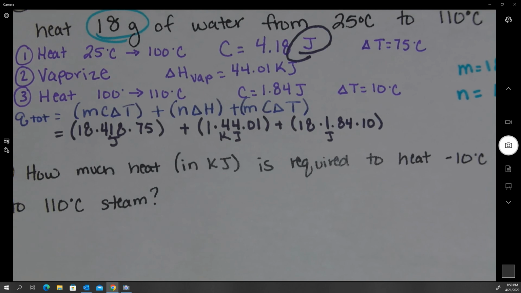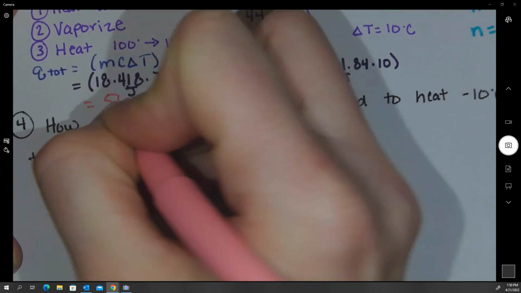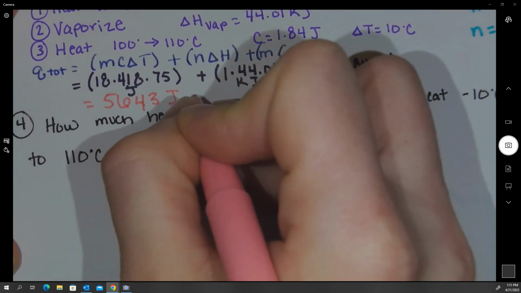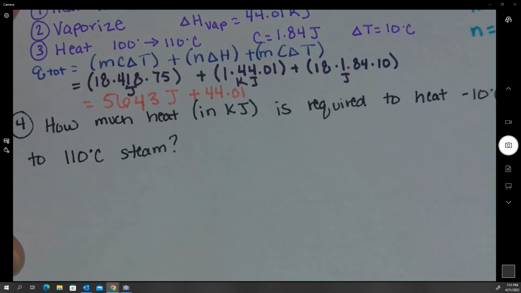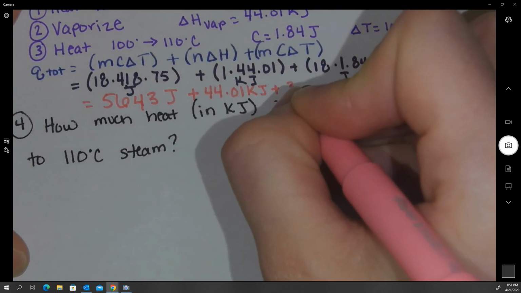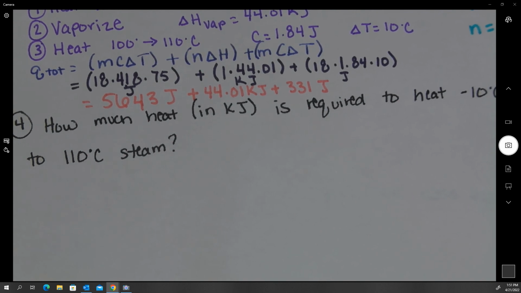All right. Simplifying these down, my first parenthesis is going to be equal to 5,643 J. What's going to be my unit for that one? J. Plus 44.01. What's my unit for that one? kJ. Plus 331 J. Can I add these together right now? Why? They're not in the same unit.